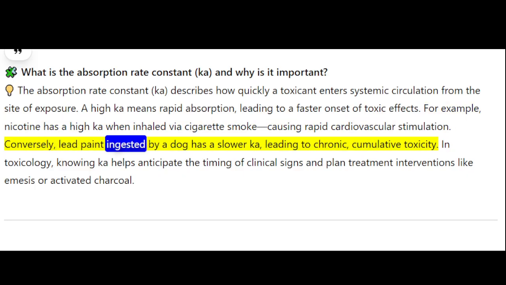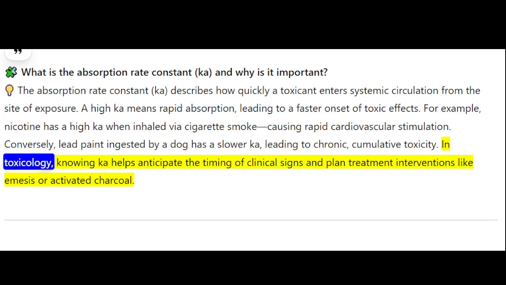Conversely, lead paint ingested by a dog has a slower Ka, leading to chronic, cumulative toxicity. In toxicology, knowing Ka helps anticipate the timing of clinical signs and plan treatment interventions like emesis or activated charcoal.